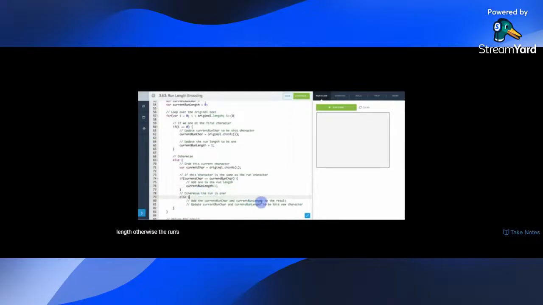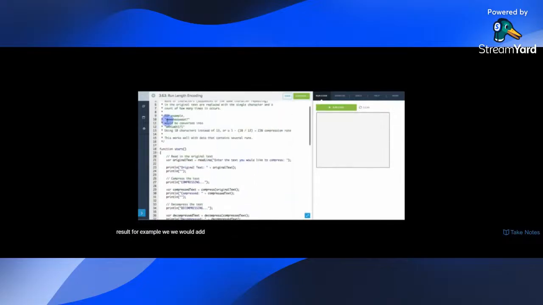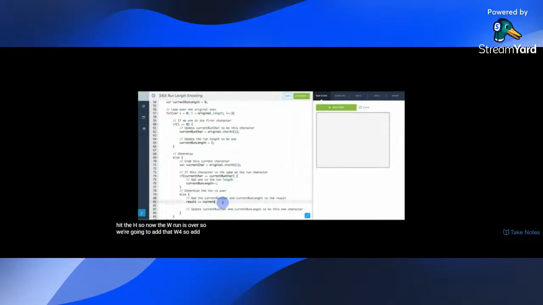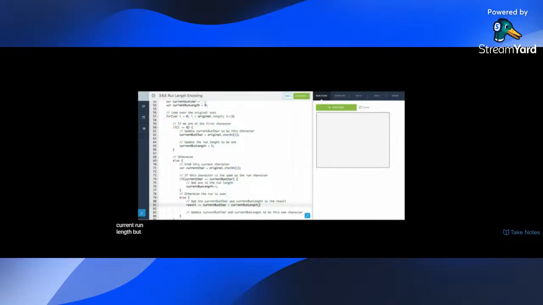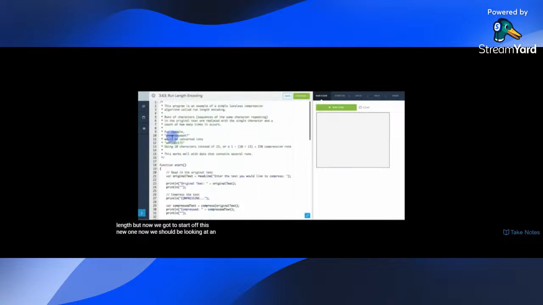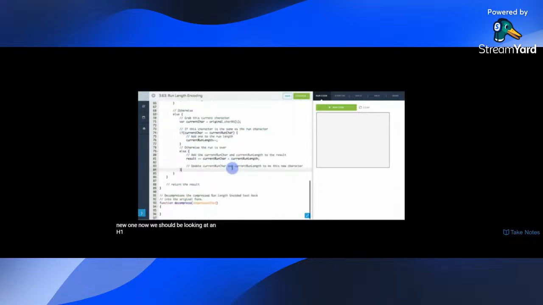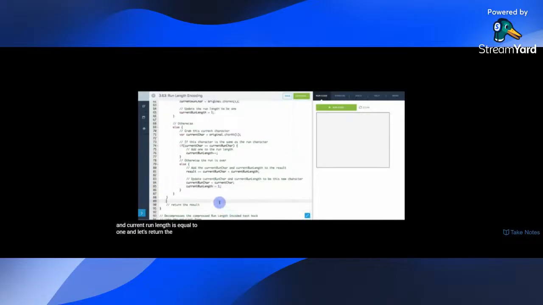Otherwise, the run's over, so we need to add this to the result. For example, we'd hit the H, so now the W run is over, so we're gonna add that W4. So add the current character, the W, and add the current run length. And now we gotta start off this new one. Now we should be looking at an H1. So update those: current run character is equal to current character, and current run length is equal to 1. And let's return the result.